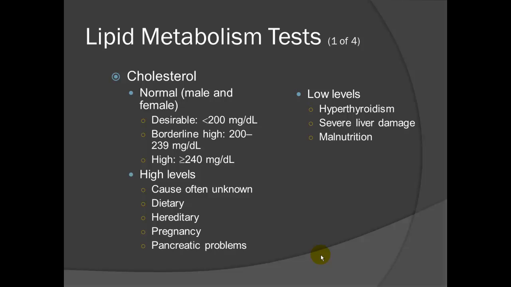Lipid metabolism test. Cholesterol. Normal, male and female. Desirable is going to be under 200 milligrams per deciliter. Borderline high is going to be 200 to 239 milligrams per deciliter. Anything over 240, you probably need to start looking at maybe some Lipitor.